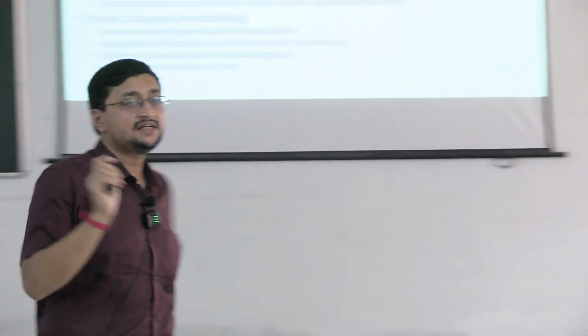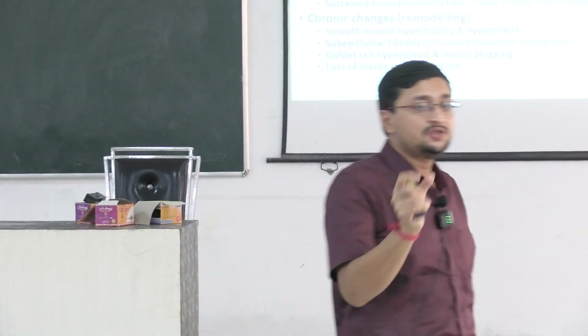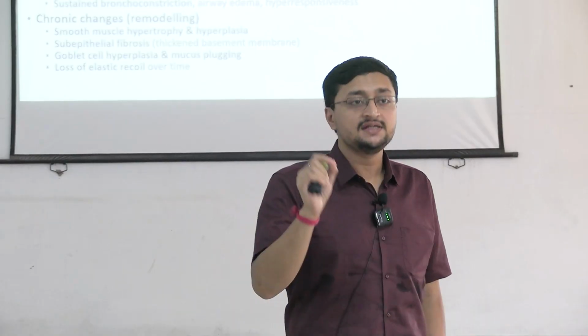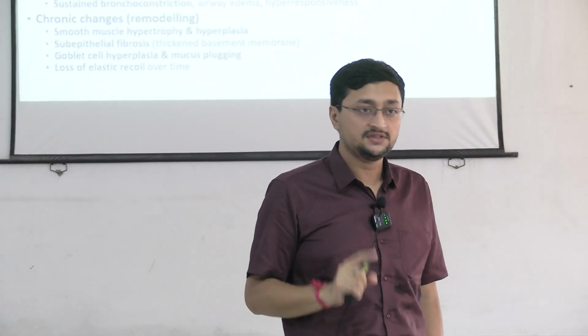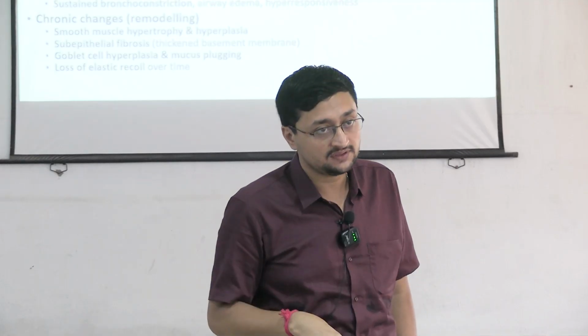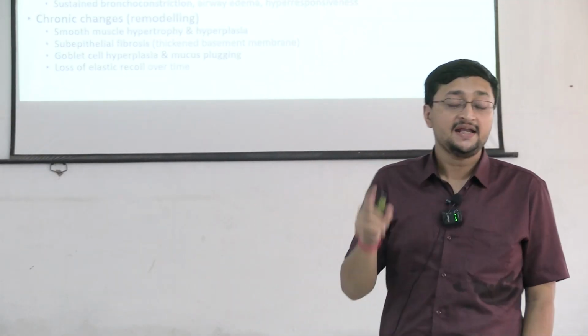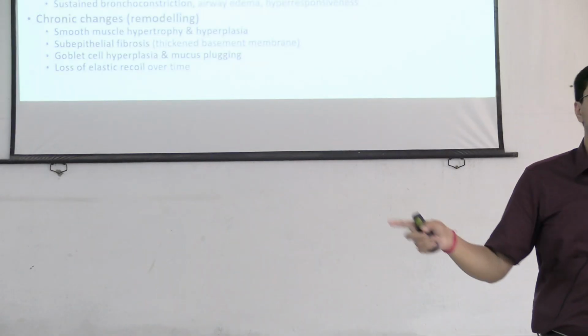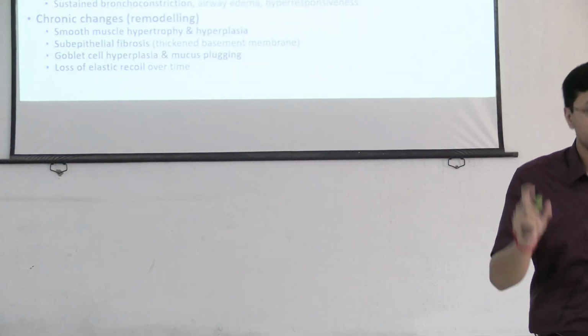So what is the difference between the pathogenesis of COPD and asthma? COPD inflammation is typically neutrophilic. This is not eosinophilic. But asthma is typically eosinophilic. Okay? And asthma is variable bronchoconstriction, whereas COPD is fixed and persistent bronchoconstriction.